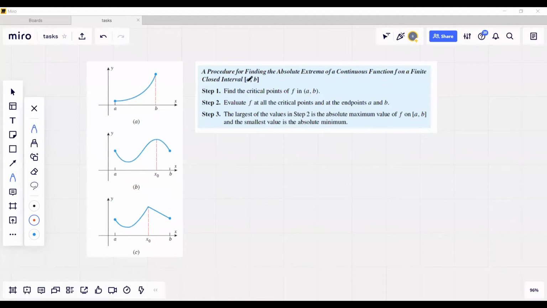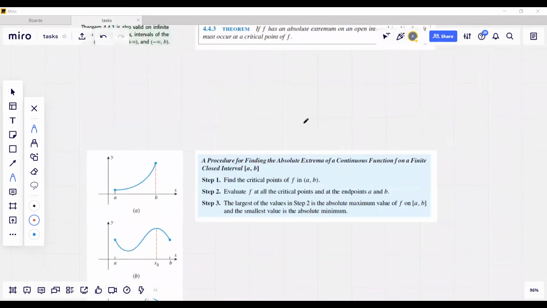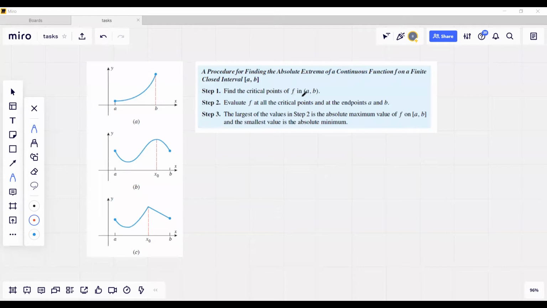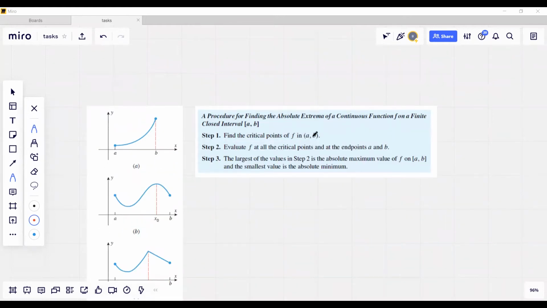So the procedure for finding the absolute extrema of a continuous function f on a finite closed interval is the following. We know that this function will have its absolute extrema points either at the endpoints or inside of this open interval from a to b. And from theorem 4.43, we know that if this function has absolute extrema inside of this open interval, then it must occur at critical points. So our first step is to check inside of this open interval by studying its critical points.